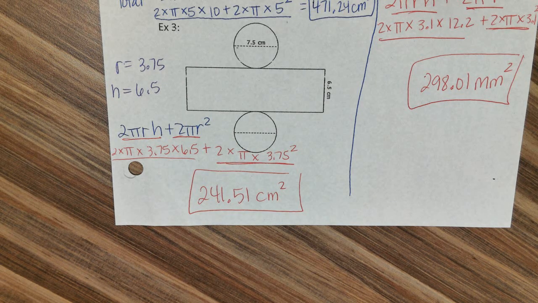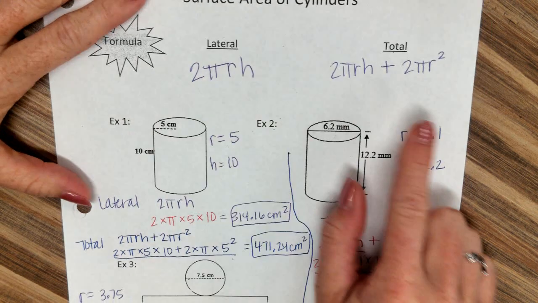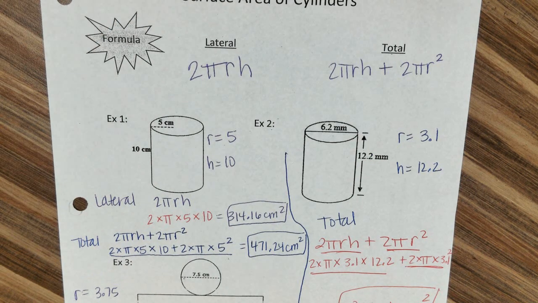Now, listen carefully. Your assignment is on the Google Classroom. You are going to have to go there to see it. It is not all total. You have to read the question. Some of them ask for lateral, and so you're only going to do 2 pi RH. Some of them ask for total, and you're going to do the full formula.